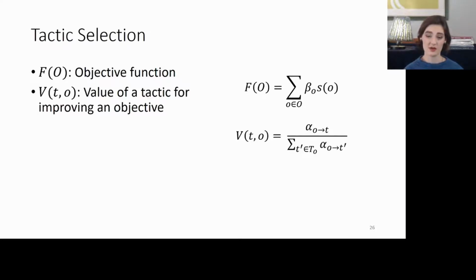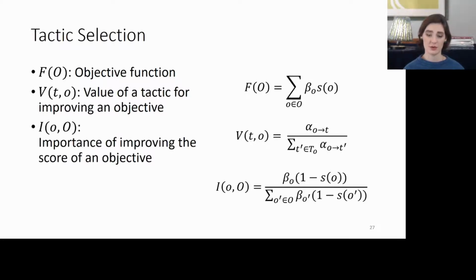We define the value of a tactic for improving an objective as the proportion of the weight of that objective to that tactic over the sum of all of the weights of that objective to any tactic. We also define the importance of improving any particular objective as the weight of that objective modified by the difference between 1, the maximum score, and the current score, divided by the sum of all of the weights of any particular objective times its score.